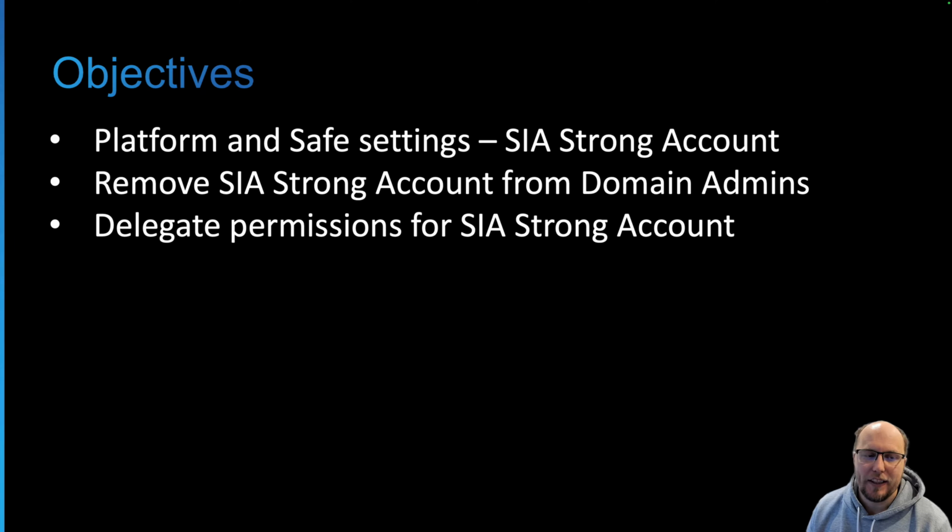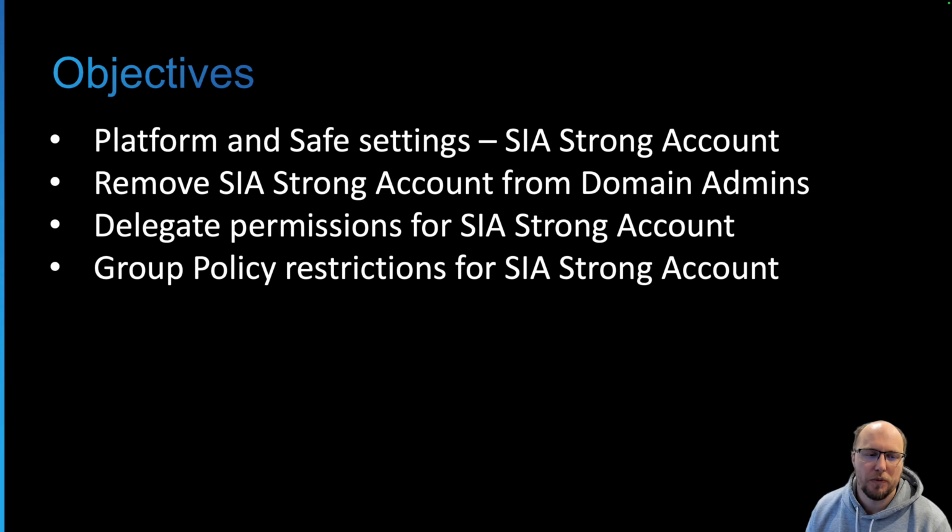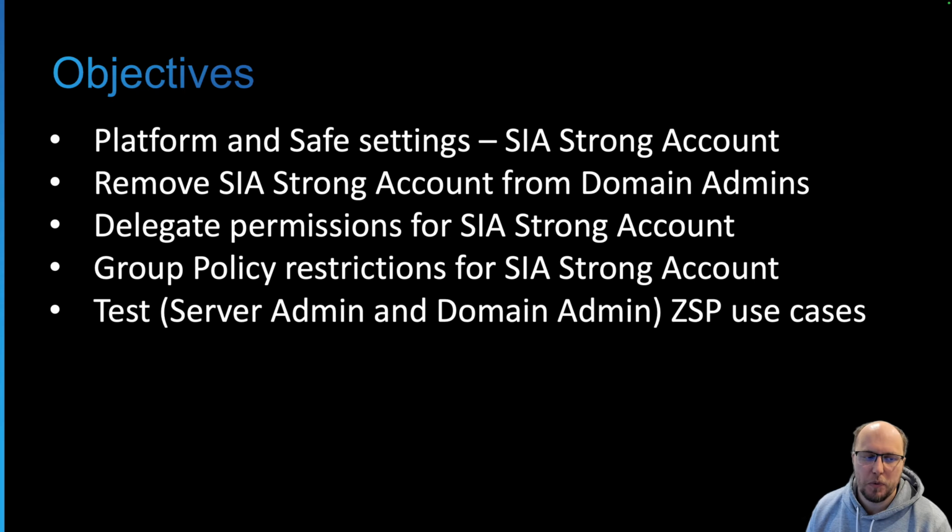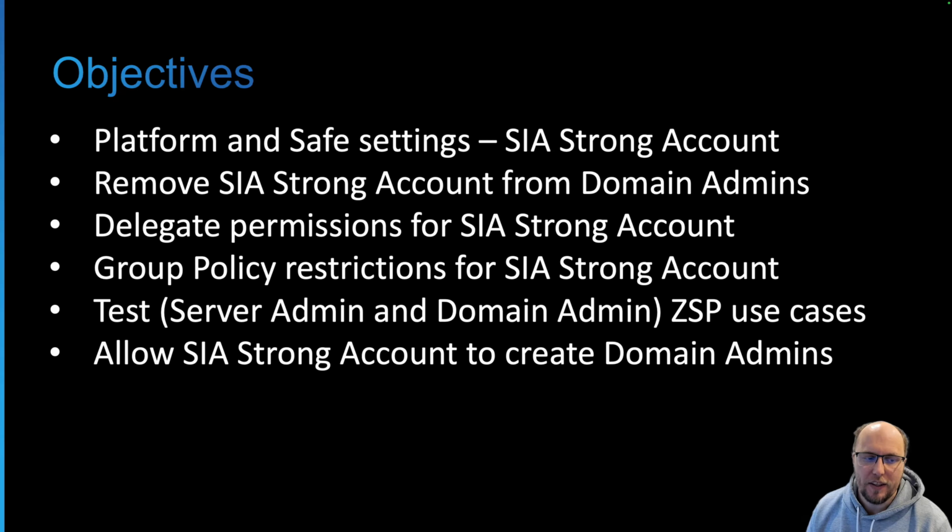We'll then delegate the appropriate permissions for the SIA Strong account into the relevant OUs in Active Directory. I'll then explore some group policy restrictions you might want to consider for the SIA Strong account to prevent misuse of the Strong account. Once we've got all that configured, we'll do some simple tests. We'll connect as a server admin to a target and as a domain admin to a target. The domain admin will fail at this stage in the video, and then we'll allow the SIA Strong account to have the minimum permissions required so it can manage the domain admin's Active Directory group.